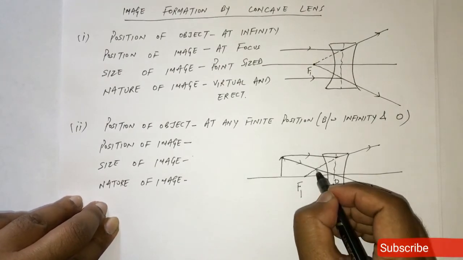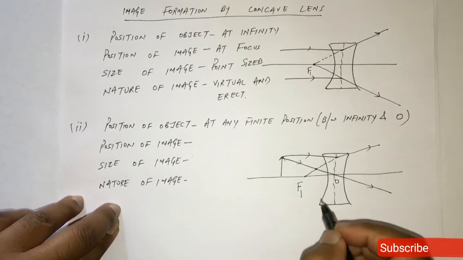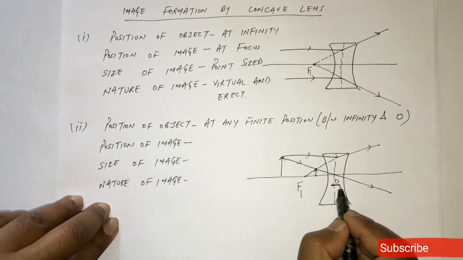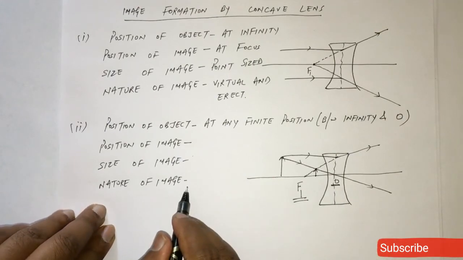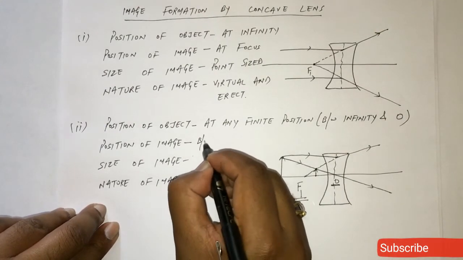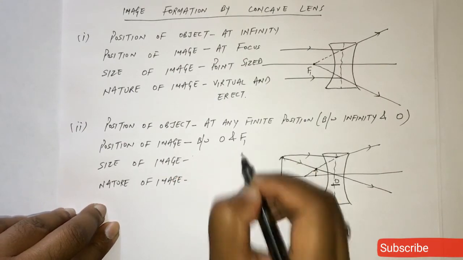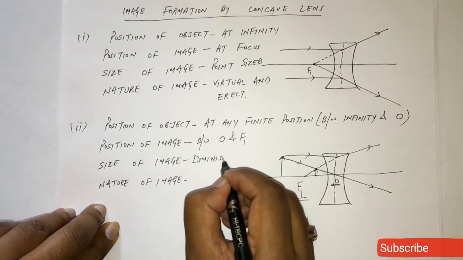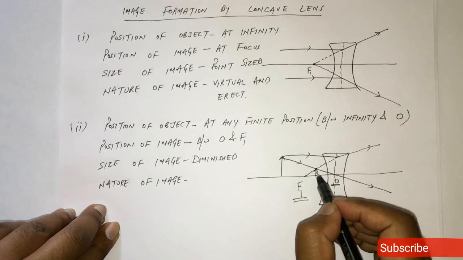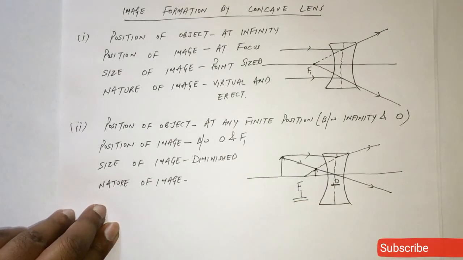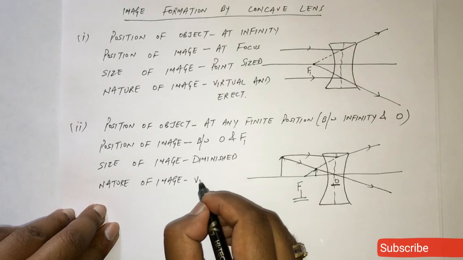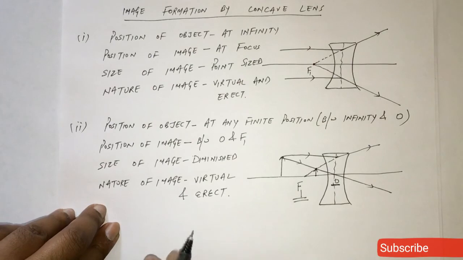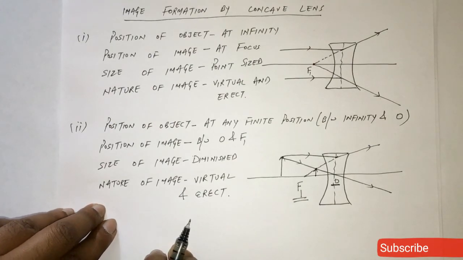Fine. So at this point these refracted rays will meet, so the image will form between optical center and focus. So the image will form between optical center and focus. The size is diminished, means the size of image is smaller as compared to the size of object. Fine. And the last is nature is virtual and erect. Fine.